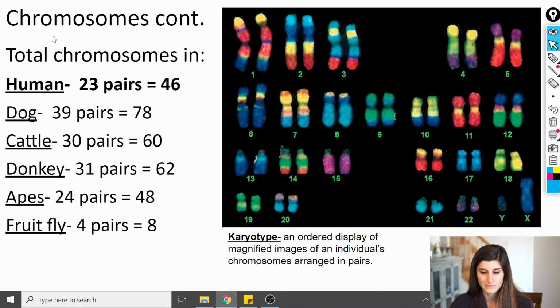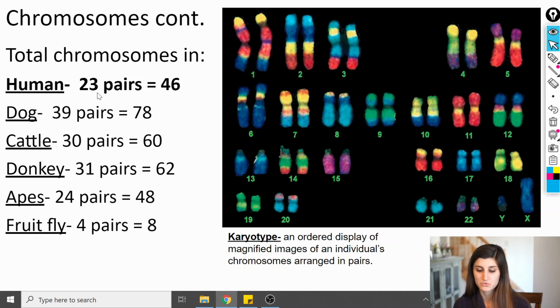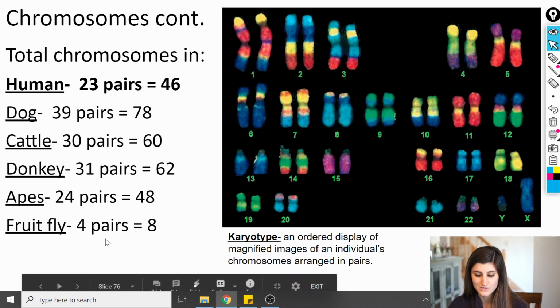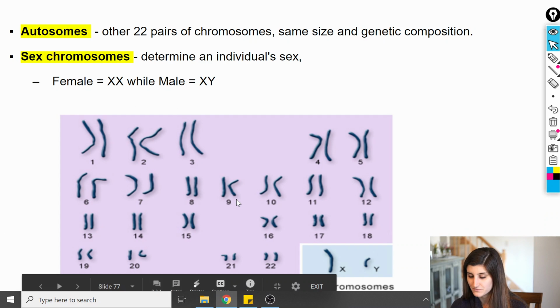This is just showing some examples of different organisms and the pairs that they have. So humans, we have 23 pairs, which gives us a total of 46 chromosomes. Dogs actually have more pairs, cattle have more. So you can just see these different amounts of genetic material. What's interesting is apes, which have a common ancestor with humans, have a very similar number of pairs. So we have a very similar number of chromosomes.